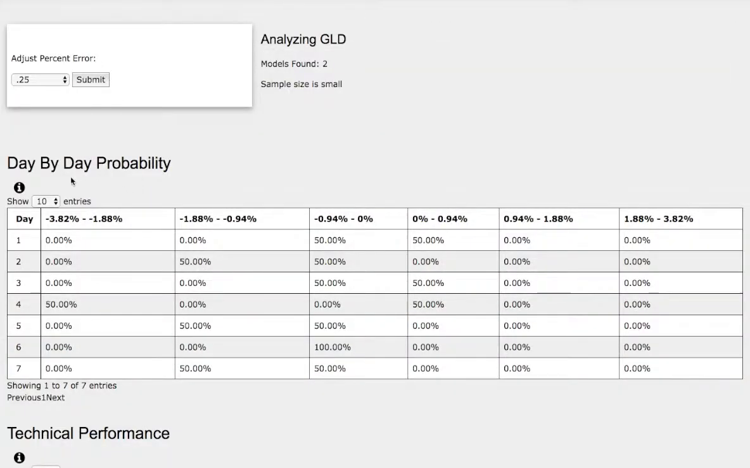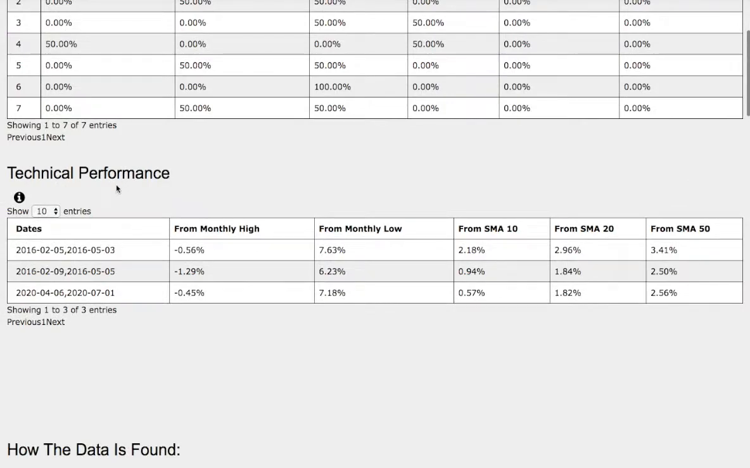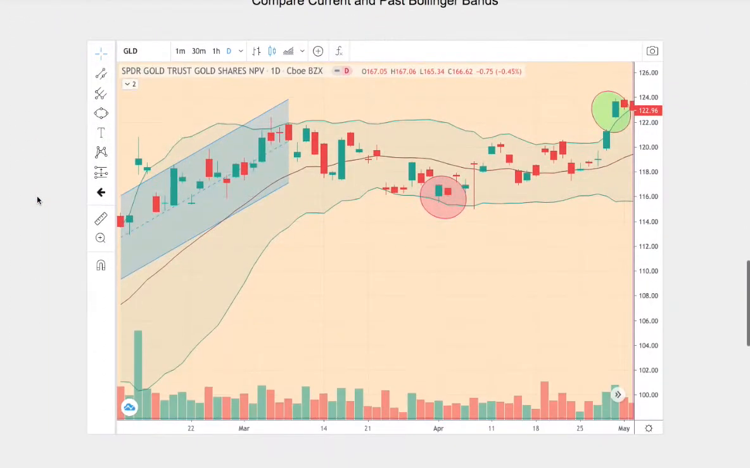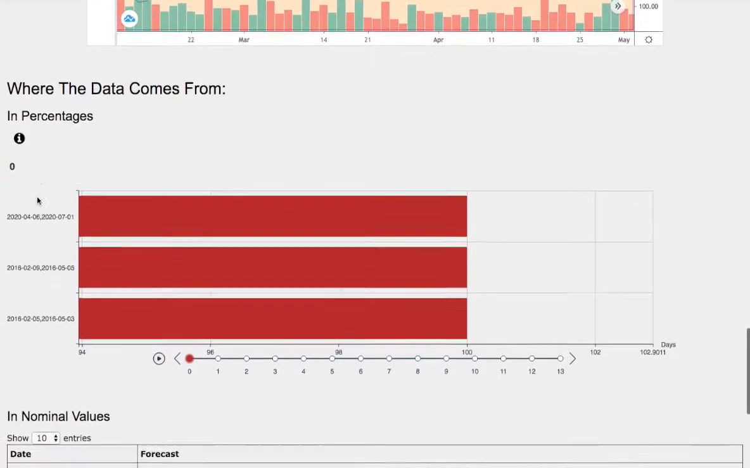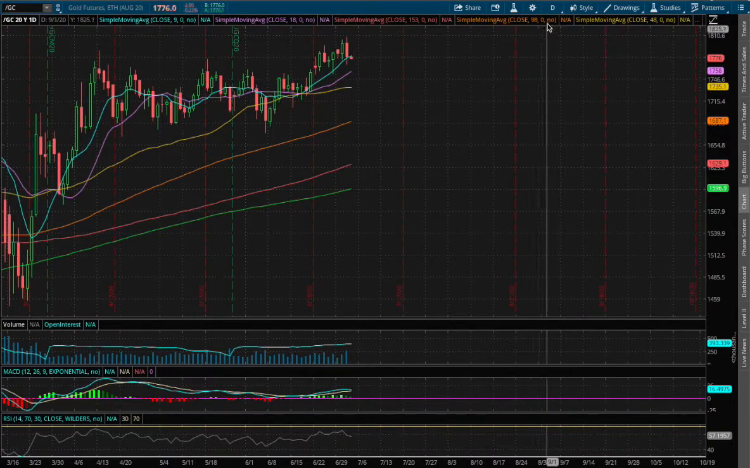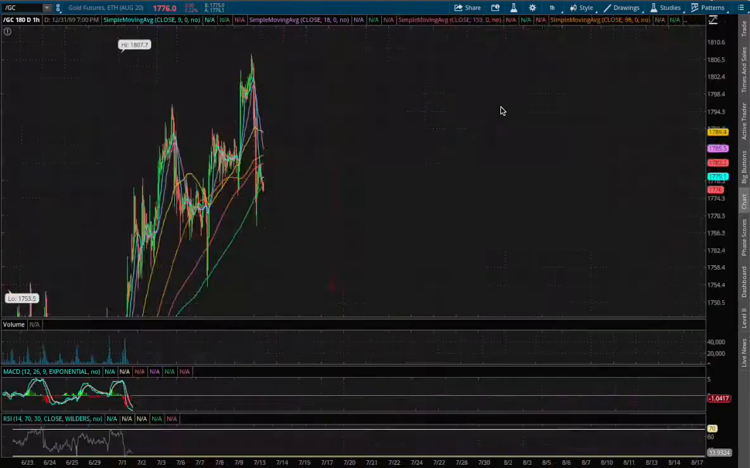In this video, we'll be going over the day-by-day probability model, the technical performance of each model, how we find the models, comparing the current trend with the trend in the past, and we'll go over the day-by-day forecast for gold futures. So back to the technical analysis, gold is currently down 22 basis points on the 1-hour chart.